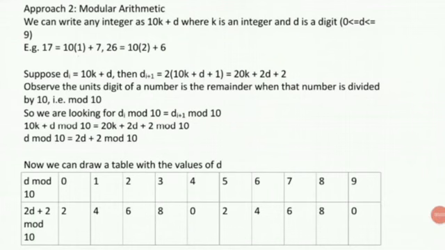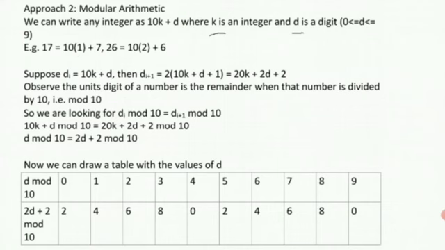In this second approach, we'll take a look at using modular arithmetic to solve this problem, which will result in a more rigorous solution. So first, let's make an observation that an integer can be written as 10k plus d, where k is an integer and d is a digit. And by digit, I just mean it's an integer between 0 and 9 inclusive.